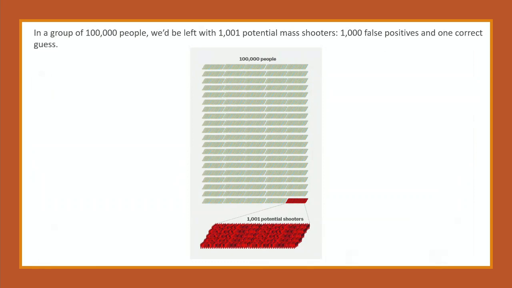So we find these people, and I'm switching numbers here, this is out of the 100,000. We find 1,001 potential shooters. So we found 1,000 false positives and one correct guess. With this problem, it's a very small problem, so we have a very small base rate. We find a lot of false positives out of 100,000 people. Even though it's a 99% accurate test, we're identifying 1% of the people incorrectly, and that becomes a much bigger problem at scale.